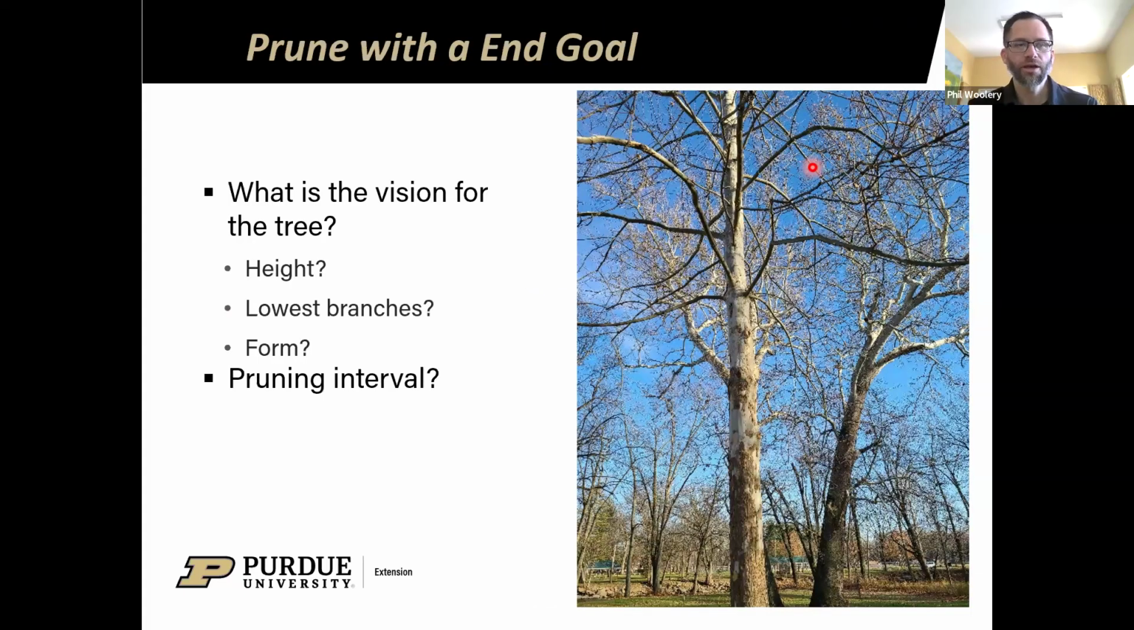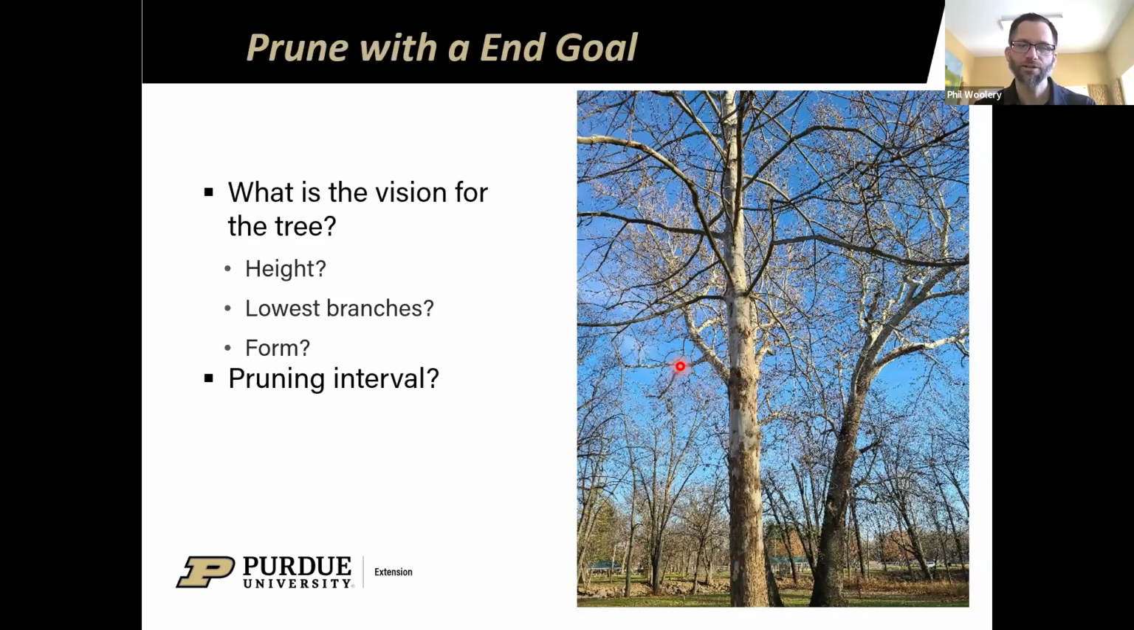So when I go into pruning, you think about your end goal. When we're looking at a young tree, what do I want this tree to look like in 20, 30 years when it's a mature tree? That's going to depend somewhat on the species. If it's a big shade tree, like this sycamore, those get quite large as opposed to something small like a dogwood. So you're going to decide how big this tree is going to be. Where do we think the lowest branches are going to be? So deciding that. And a lot of times when you plant a tree, we can decide on permanent branches or temporary branches.